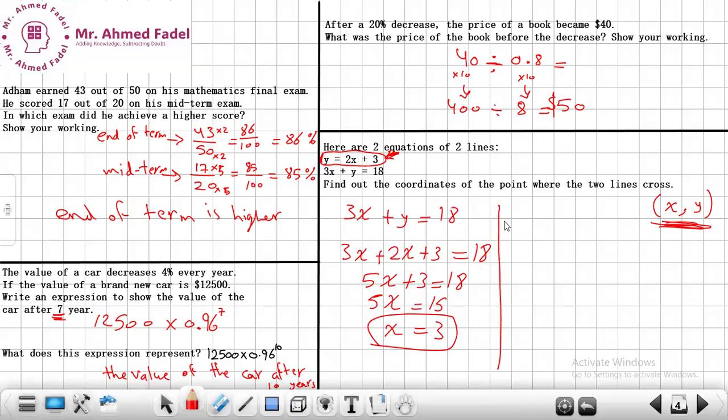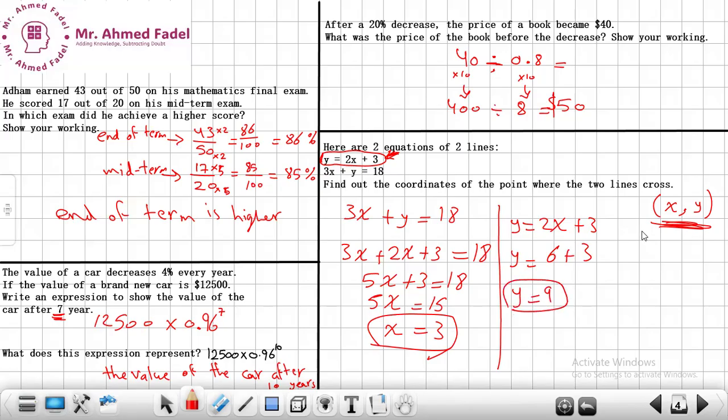After that, find y. They told you that y is 2x plus 3. So y equals 2 times x, which is 2 times 3. We found that x is 3. 2 times 3 is 6. Plus 3, y is 9.